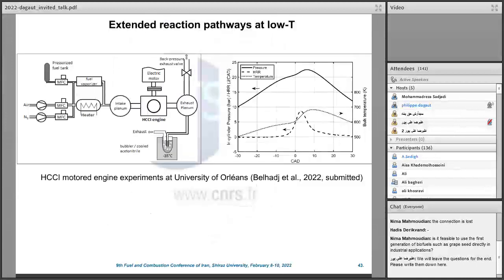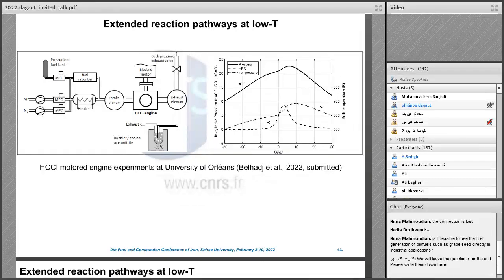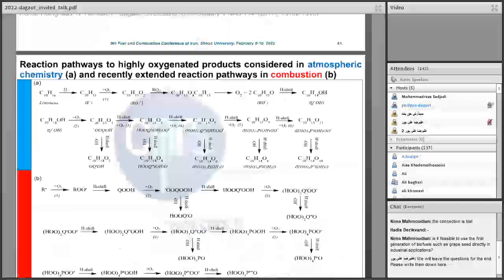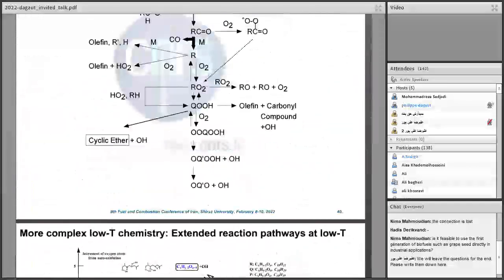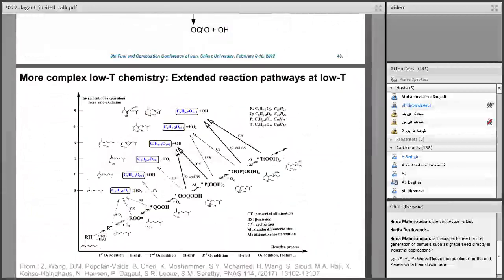But in fact, chemistry is much more complicated than that. And this is what we can see on this figure here. Okay, so for some reason it was not showing full screen. This is what we can see on these figures.